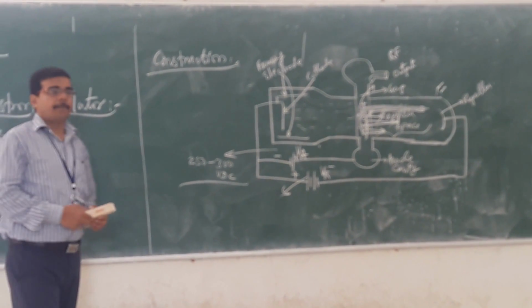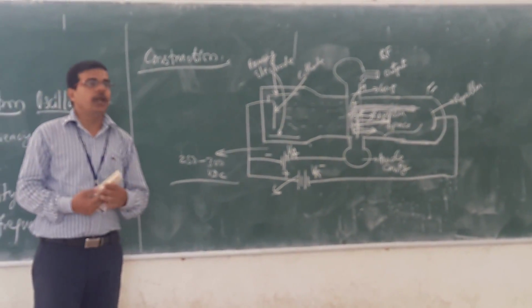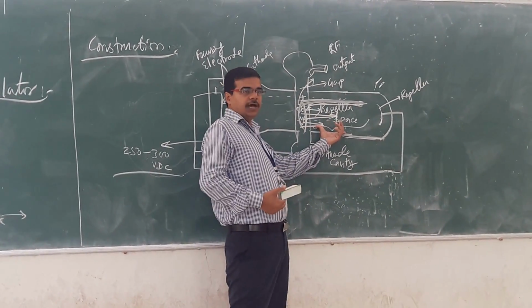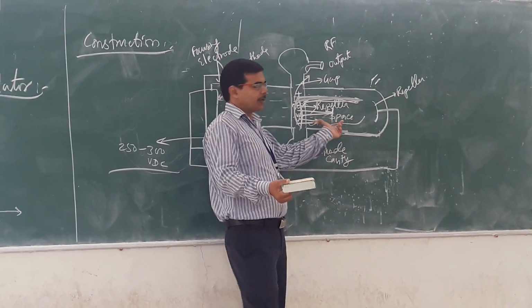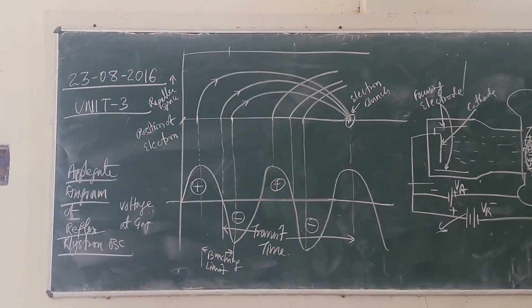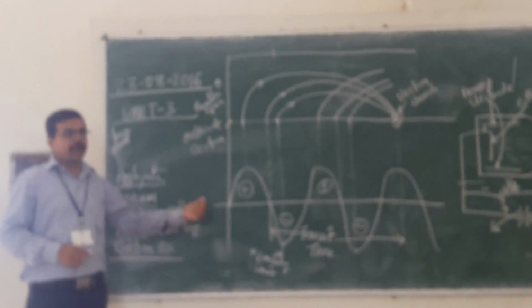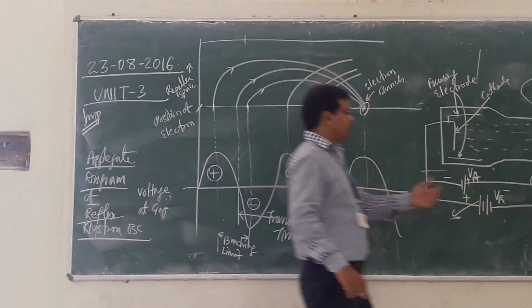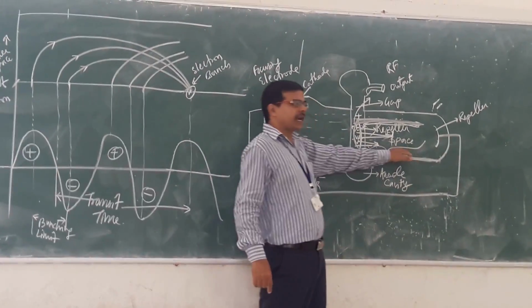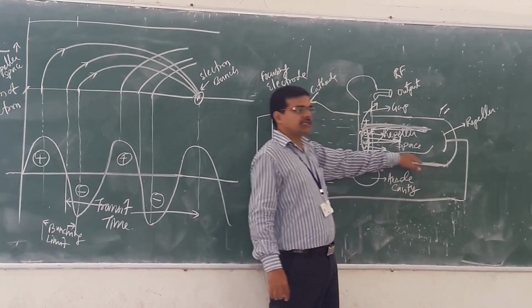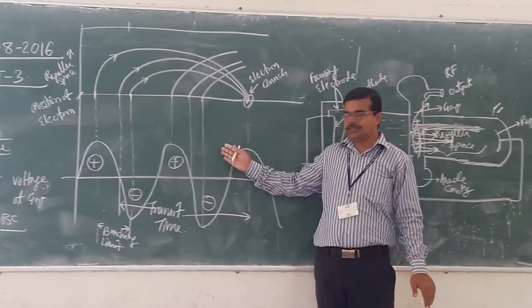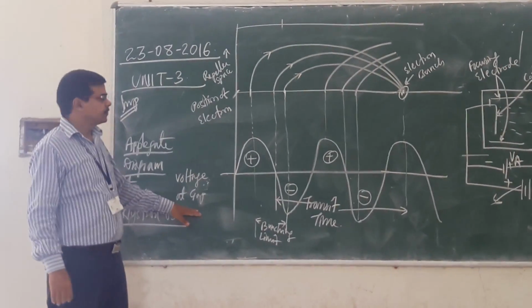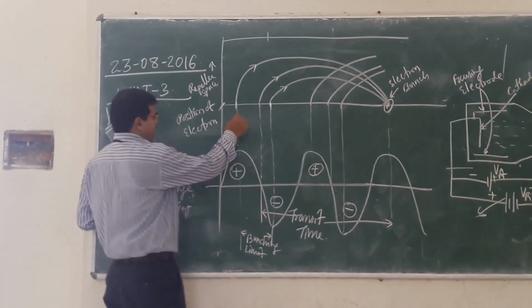Next we will go for the Applegate diagram of your reflex Klystron oscillator. The Applegate diagram shows what is happening here. It is applicable from the gap start until the activity you have in the repeller space. This is the Applegate diagram. Here it is telling the voltage at the gap, what voltage you have at the gap.